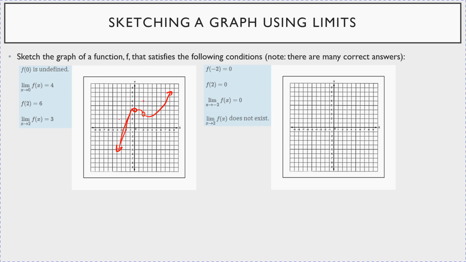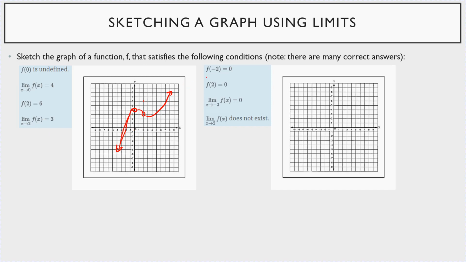Well, look here. f of 0 is undefined. There's a hole in it. The limit as x goes to 0, well, look, the limit looks like it's going towards 4. f of 2 is equal to 6, but the limit as x goes to 2 looks like it's going towards 3.